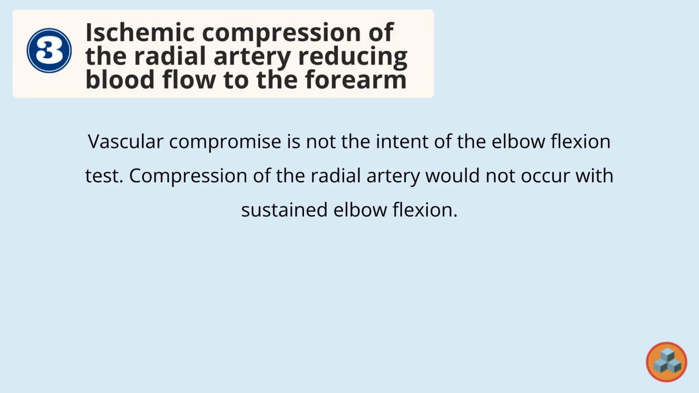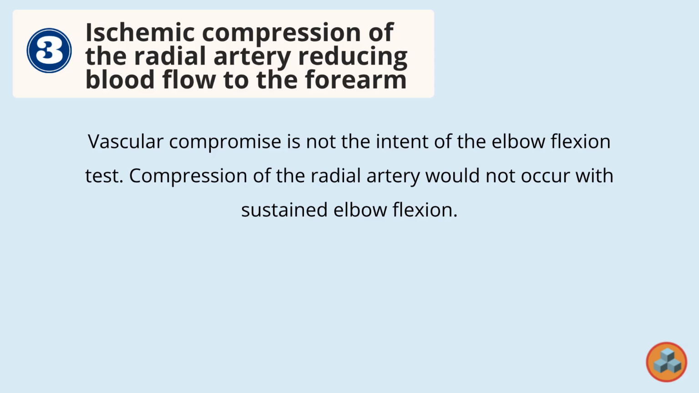Option 3. Ischemic compression of the radial artery reducing blood flow to the forearm. Vascular compromise is not the intent of the elbow flexion test. Compression of the radial artery would not occur with sustained elbow flexion. The elbow flexion test is a neural provocation test, not a vascular test. If we were assessing vascular compromise, we would use entirely different tests, such as the Allen test for radial and ulnar artery patency.